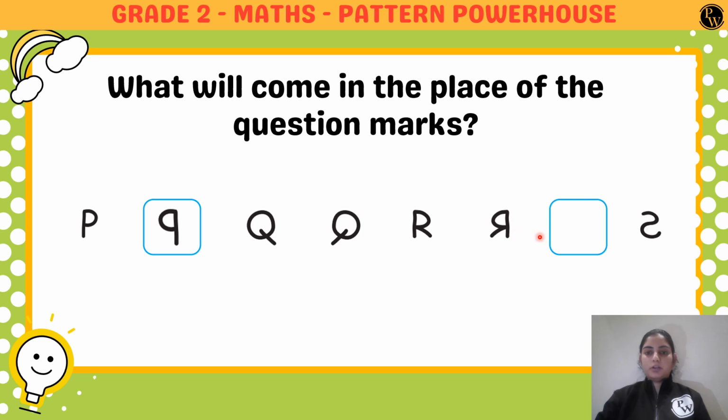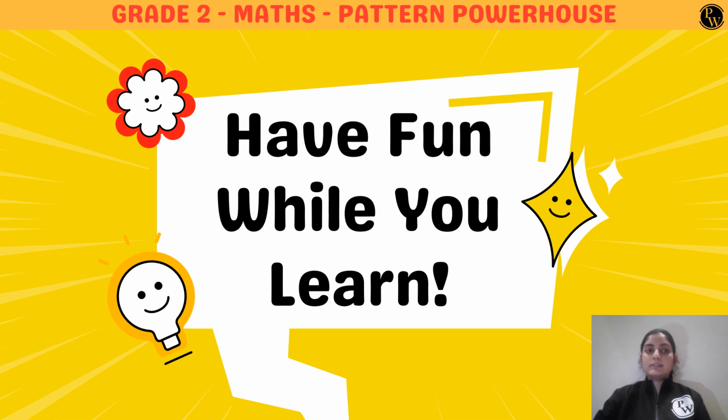Now let's move further to the second box. After R, what comes in alphabetical order? That is S, right? And we can see this is the mirror image of S, correct? If you see it as a complete pattern, it is growing and forming a pattern of letters with their mirror images, right? Well done, students. Keep exploring and have fun while you learn.